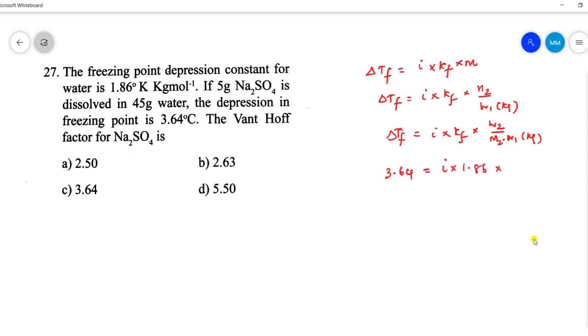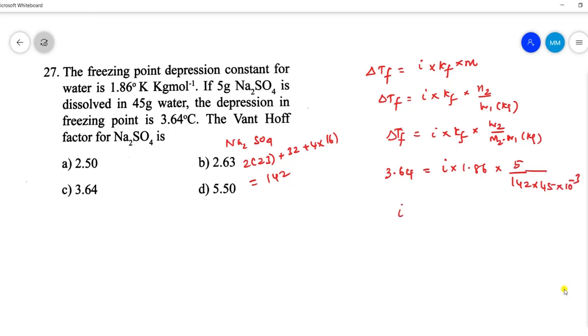W2 is 5 gram, and the molecular mass of sodium sulfate, Na2SO4, is equal to 2 into 23 plus sulfur 32 plus 4 into 16. Oxygen 16, sulfur molar mass 32, sodium molar mass 23. This is equal to 142. So it is 142, and W1 is the weight of the solvent, 45 gram. So in kg it is 45 into 10 power minus 3.